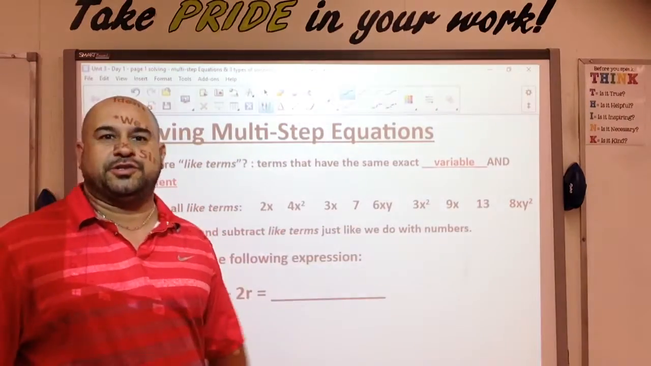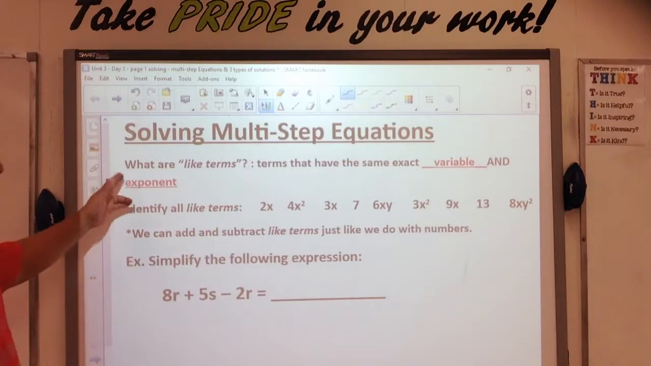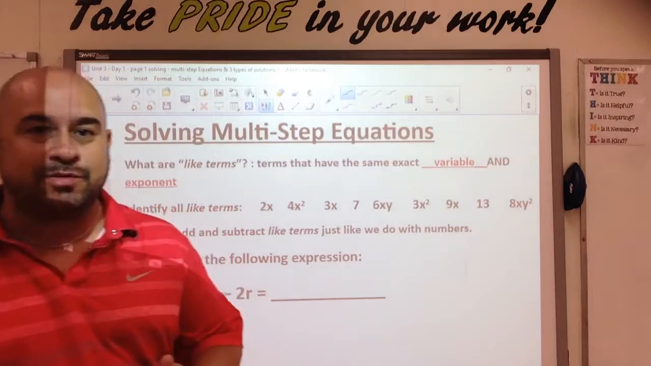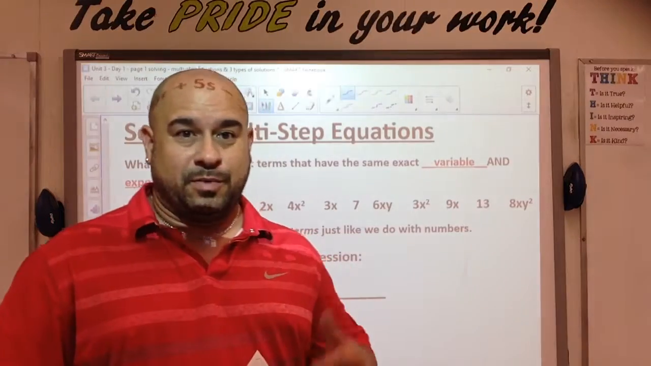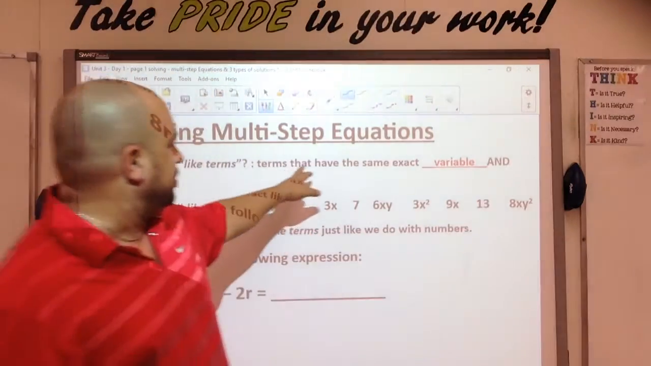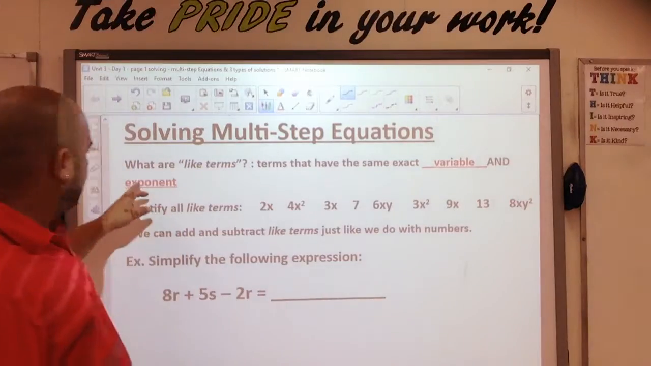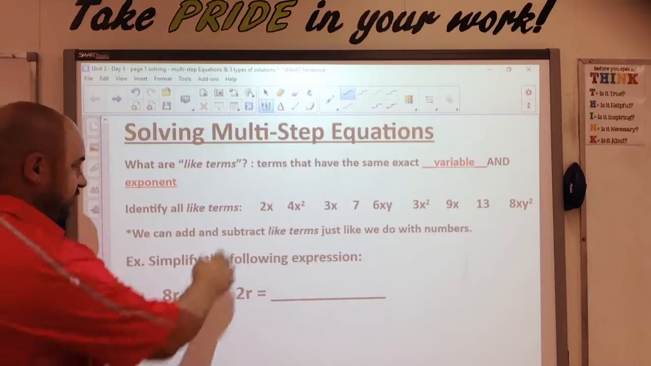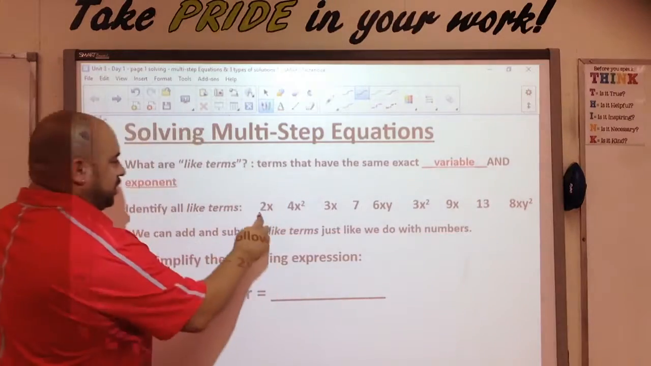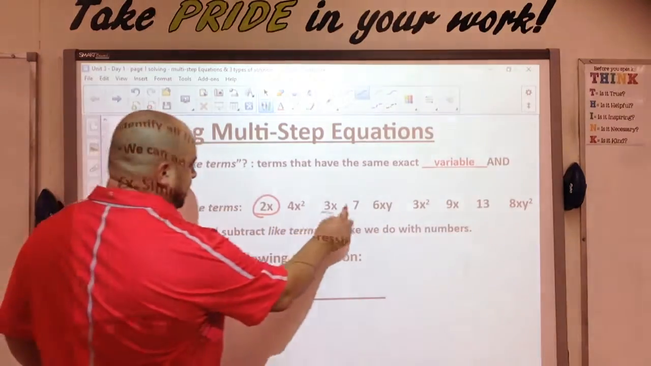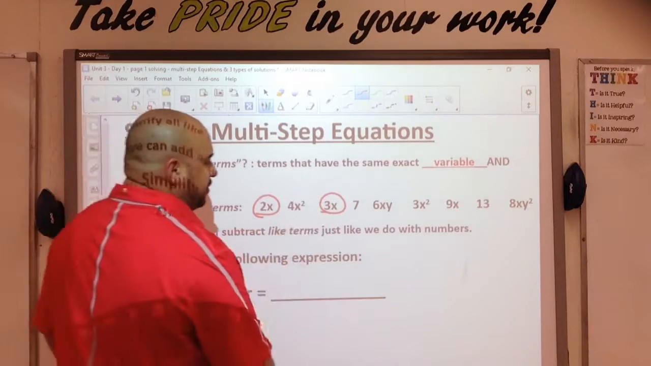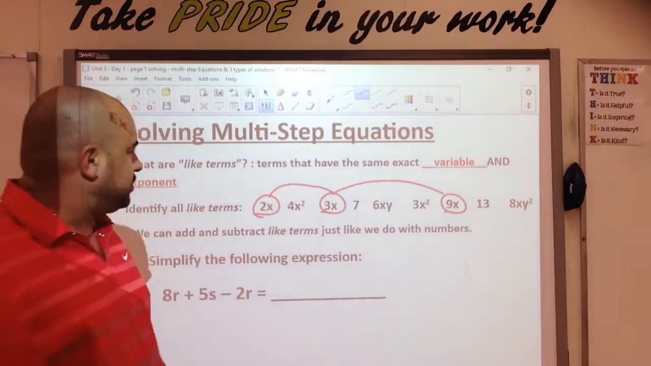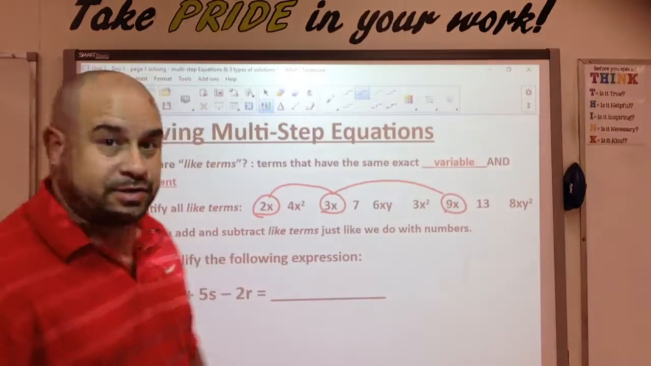Solving multi-step equations. Some of the things we have to do here is, number one, know what are like terms. Don't forget that like terms have to have the same variables, but also the same exponents. So they have to have the same exact variable and exponent. To identify all like terms, let's practice. So what goes with 2x? Well, 3x, they have the same variable, same exponent. And I believe 9x goes also with 2x and 3x. So those are like terms.